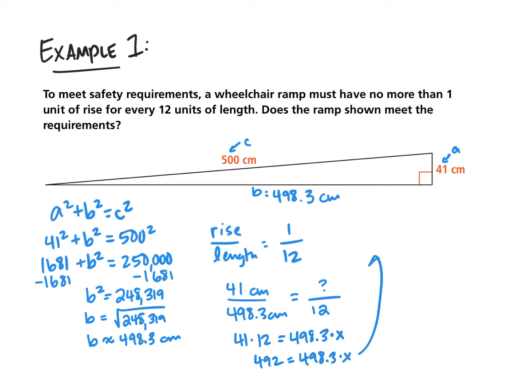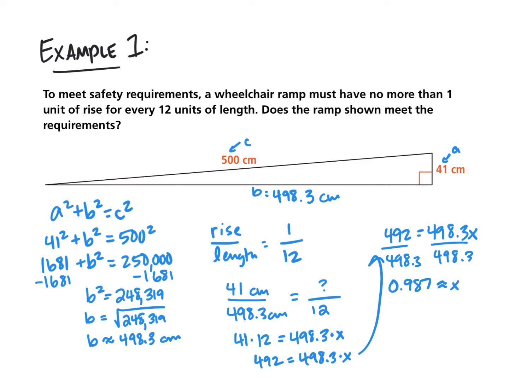I'm just going to recopy this up here. 492 equals 498.3x. And then I'm going to divide both sides by 498.3. And now I have 492 divided by 498.3. And that's going to give me 0.987 for the approximate value of x.